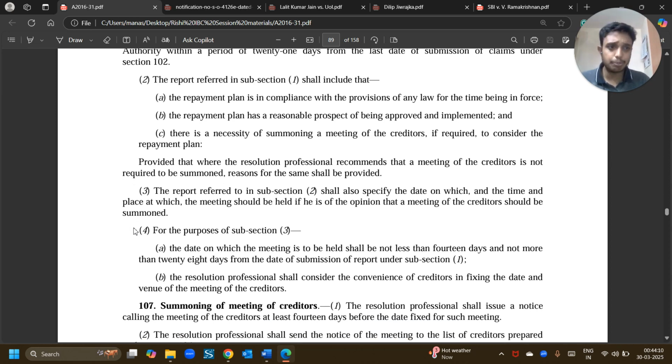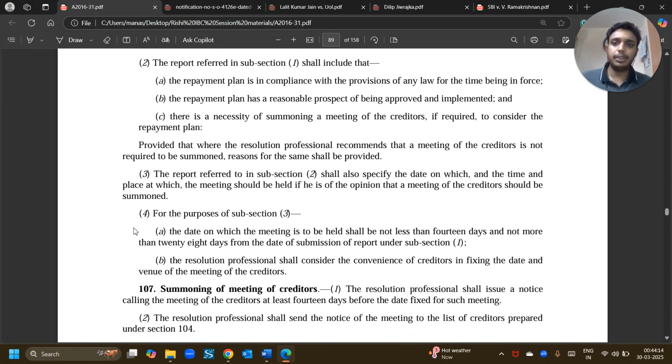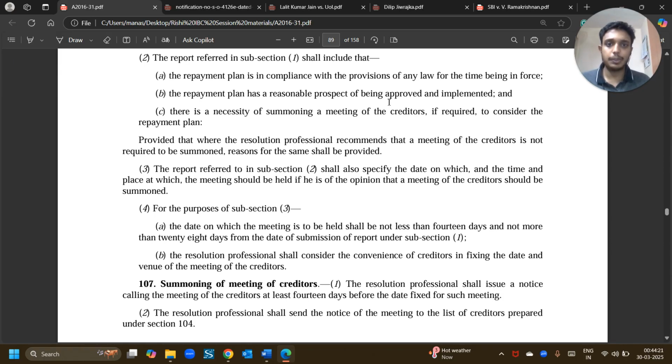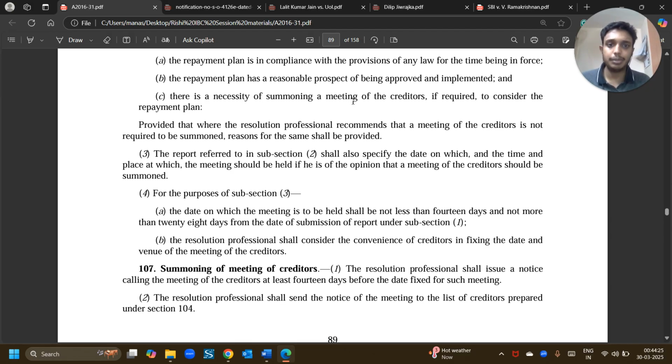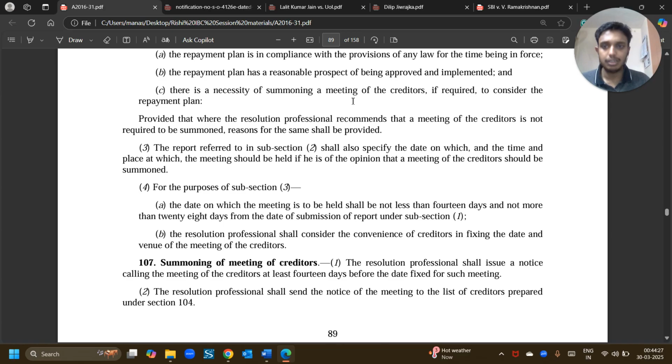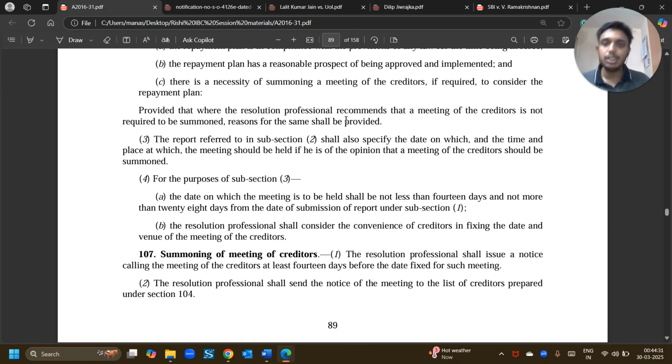Now what will the report include? The report under subsection 1 shall include that A, the repayment plan is in compliance with the provisions of law, the repayment plan has a reasonable prospect of being approved and implemented, and there is a necessity of summoning a meeting of creditors if required to consider the repayment plan. Provided that where the RP recommends that a meeting of creditors is not required, reasons for the same have to be provided.